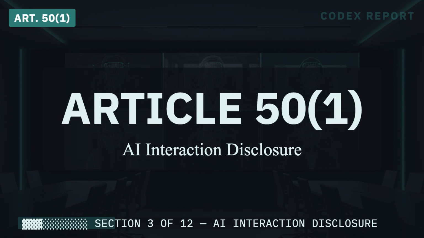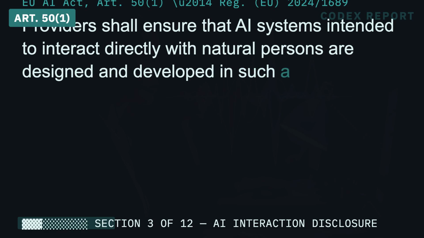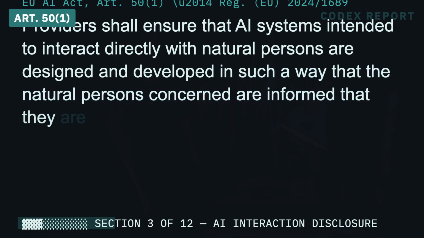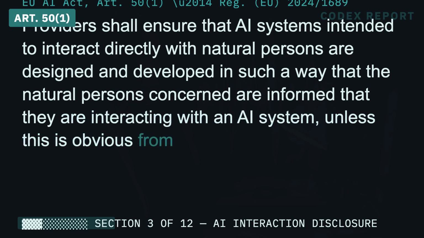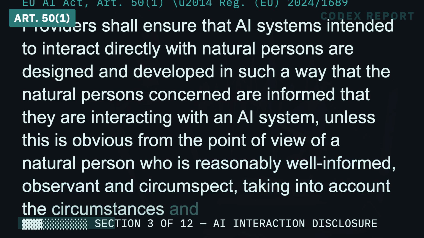Article 50, paragraph 1. This is the provision that requires AI systems to identify themselves to the people they interact with. Let me read it in full. Providers shall ensure that AI systems intended to interact directly with natural persons are designed and developed in such a way that the natural persons concerned are informed that they are interacting with an AI system. Unless this is obvious from the point of view of a natural person who is reasonably well informed, observant, and circumspect, taking into account the circumstances and the context of use.